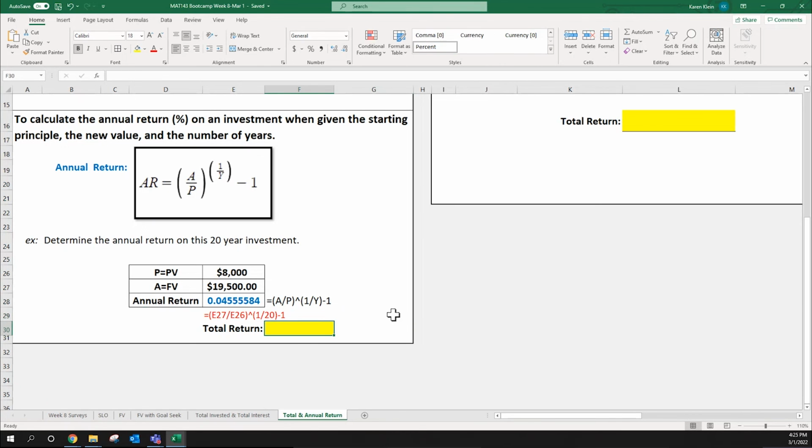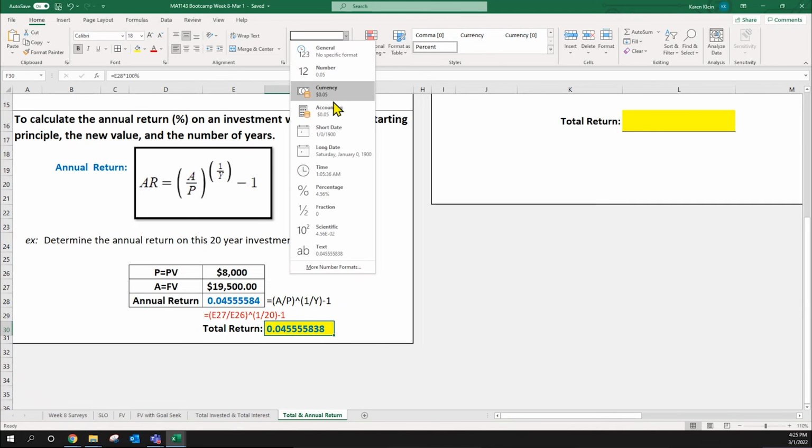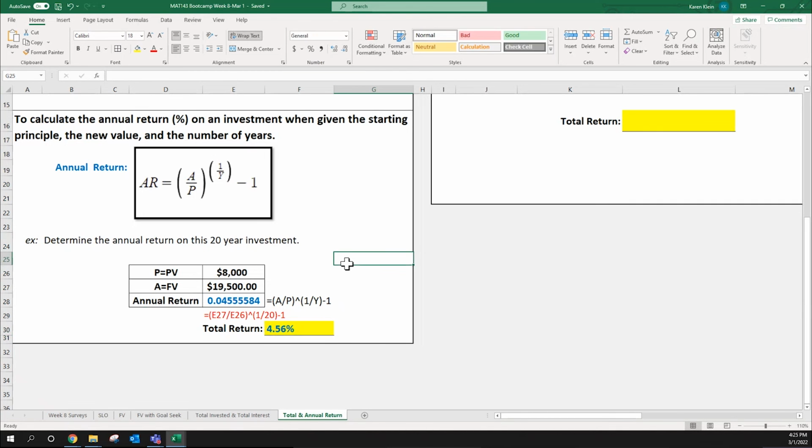So I am going to take that annual return and multiply it by 100%. And then I'm going to turn that into a percentage. And that gives me an APR of 4.56%. So that would be my annual return if it were treated like an interest rate.